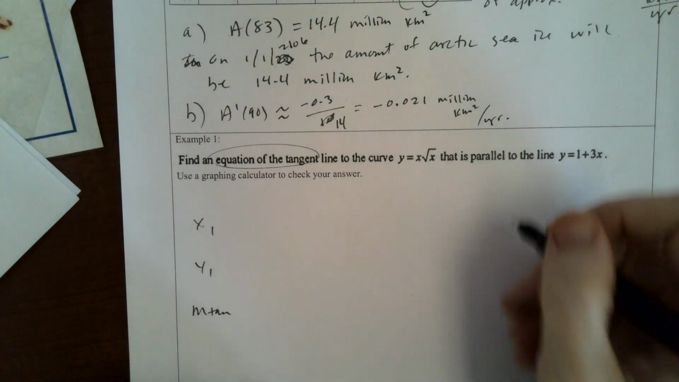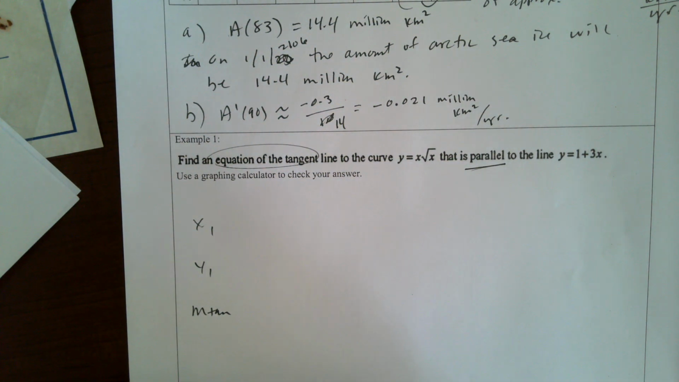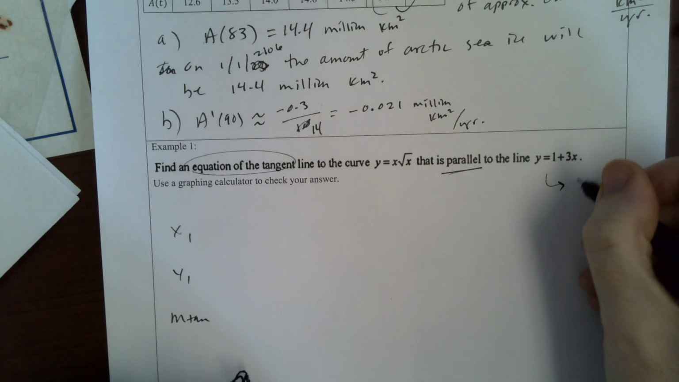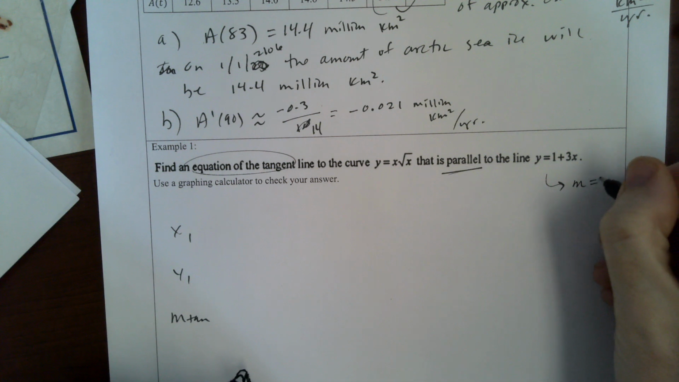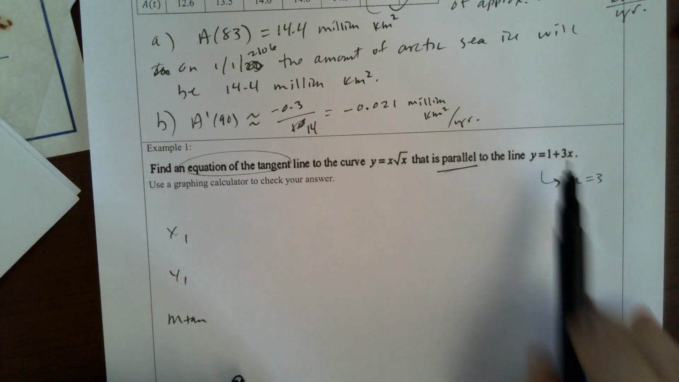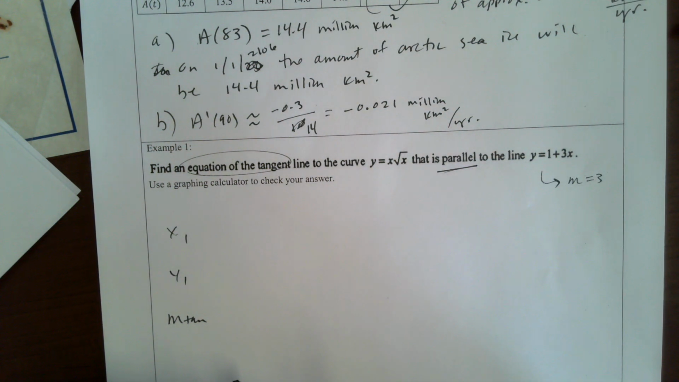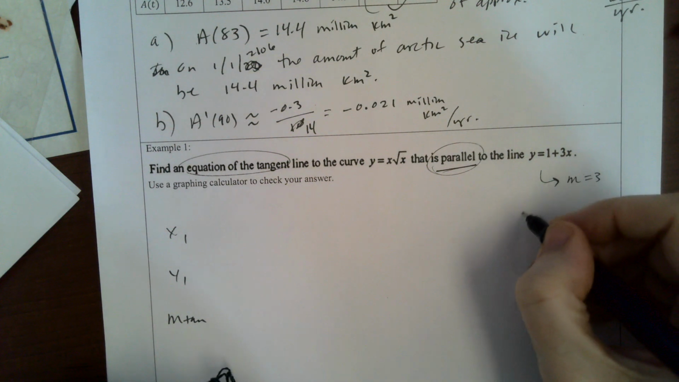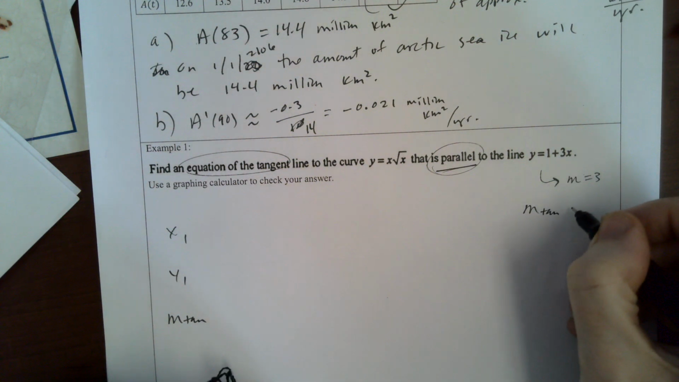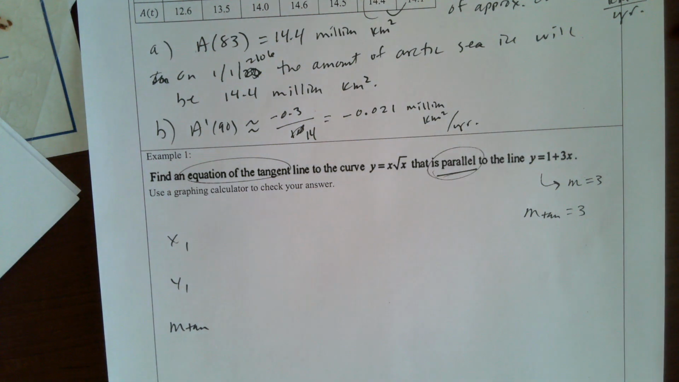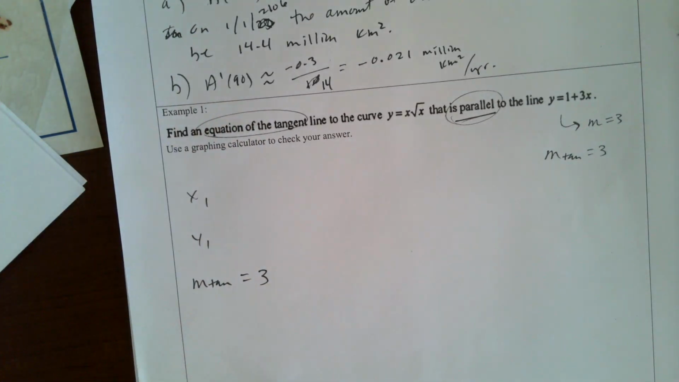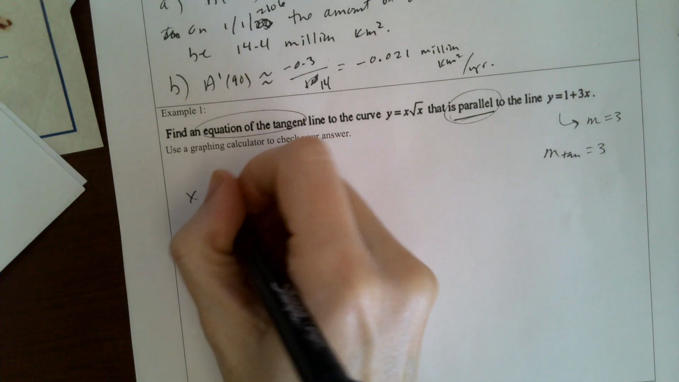But actually we kind of do, because parallel lines have equal slopes. So the slope of that is 3. The slope of a line, y equals mx plus b, so the slope is 3. So if our tangent line is parallel to this line, then m tan, the slope of the tangent line, needs to be 3 as well. So we actually do know something. We know that. Okay, so guys, what is m tan?